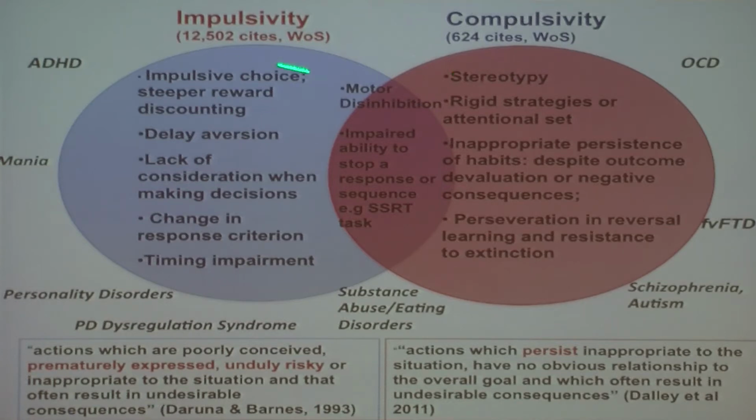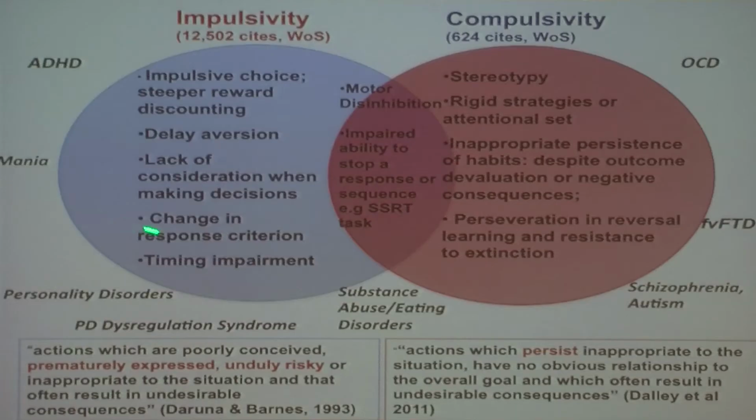I need initially to distinguish these 2 constructs in terms of what they mean functionally, and then later in the brain. So impulsivity, a working definition: actions which are poorly conceived, prematurely expressed. In other words, actions which occur before they should. Unduly risky, often inappropriate to the situation, and resulting in undesirable consequences. That's not to say impulsivity is always bad, but sometimes it is. It can lead to disastrous decisions. The prototypical disorders for impulsivity include attention deficit hyperactivity disorder, mania, personality disorders, the Parkinson's dysregulation syndrome, and substance abuse, as we'll see.